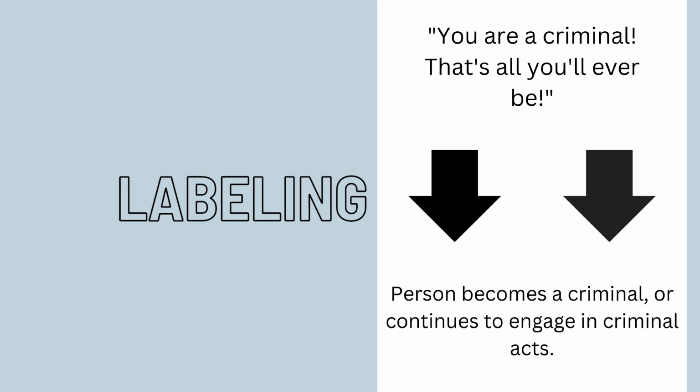The next one that we are going to discuss shortly is labeling theory on crime and deviance. This theory, associated with Howard Becker, emphasizes the significance of societal reactions and labels in the formation of deviant identities. It suggests that once an individual is labeled as a criminal, it can become a self-fulfilling prophecy, influencing future behavior.